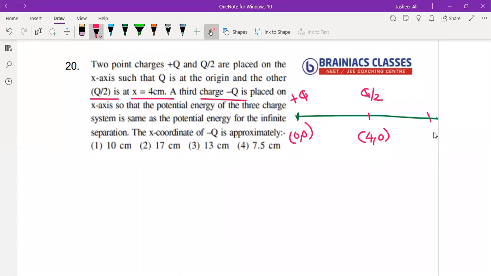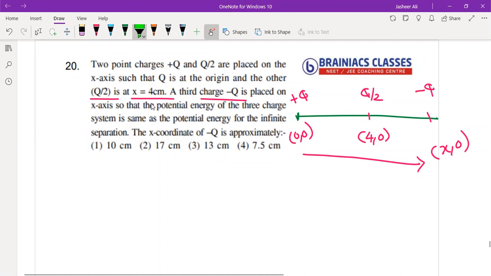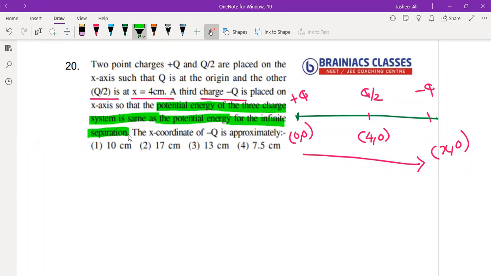A third charge is placed; I don't know where, but suppose the minus q is x meters away, then its coordinates would be (x,0). I don't know that position, but the question has given a major hint. What is that hint? The potential energy of the three charge system is the same as that of infinite separation. What is the potential energy at infinity? The potential energy of the system is said to be equal to that at infinity, so the potential energy at infinity equals 0. Then the question is asking for the x coordinate of minus q, which means it is asking for the value of this x. This we need to find out.